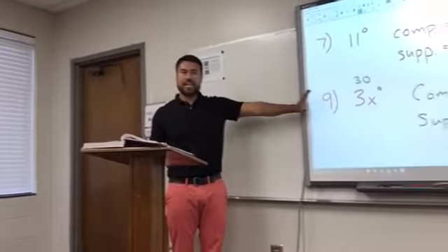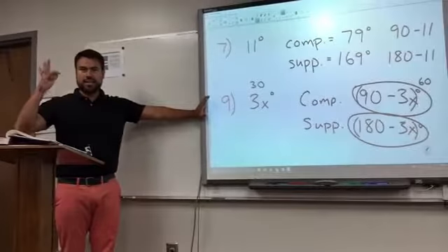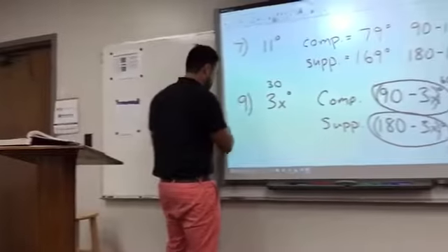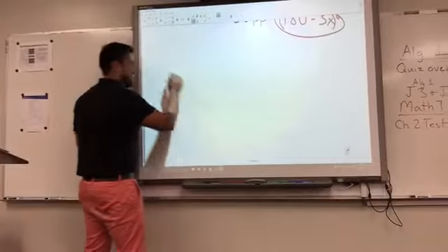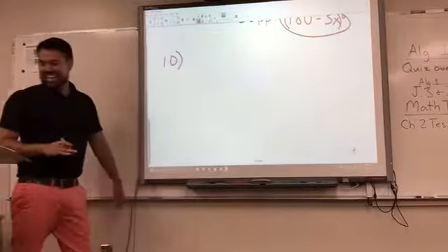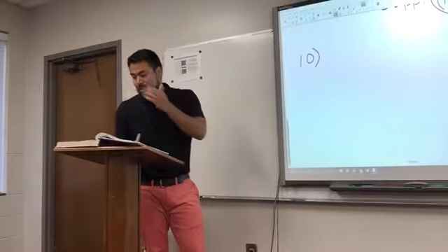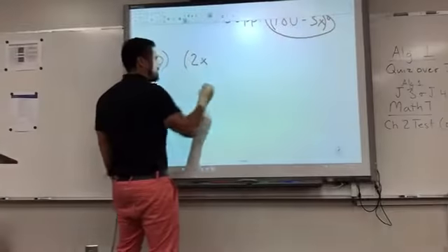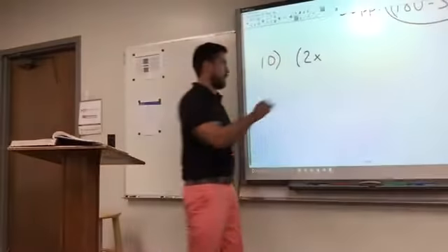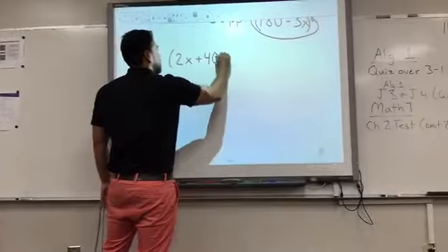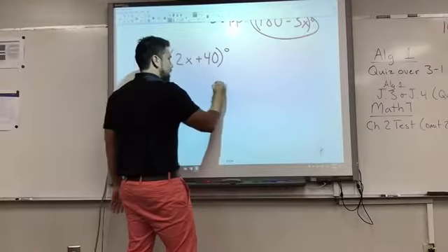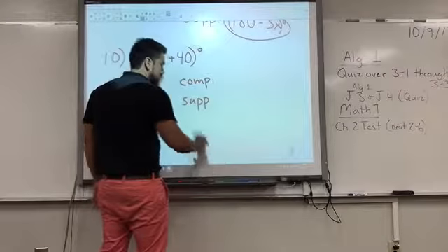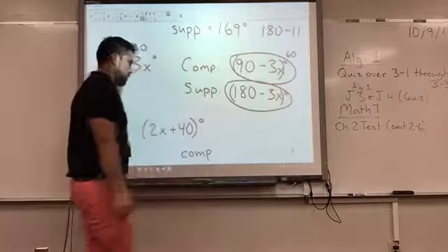Okay, how many of you kind of get that? Kind of. Not fully, but you kind of sort of get it? Okay, let's do number 10 because this is where it gets a step up. Number 10, find the complement and supplement of 2x plus 40. So find the complement and the supplement. And actually, I'm going to create some space because you're going to see what we're going to do here.